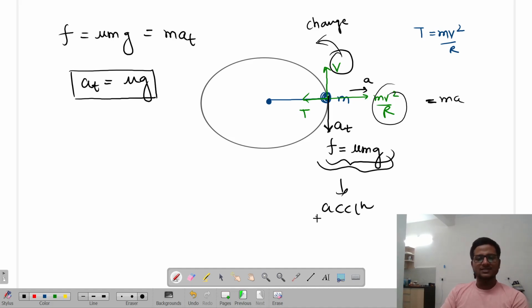So how to find that acceleration? Simple. Force is equal to mass into acceleration. So you'll get the acceleration in the opposite direction, which we call tangential acceleration. Simple. Are you able to get me or not?